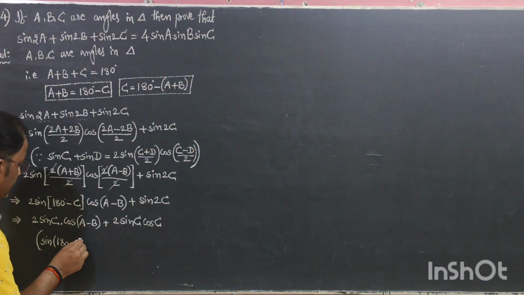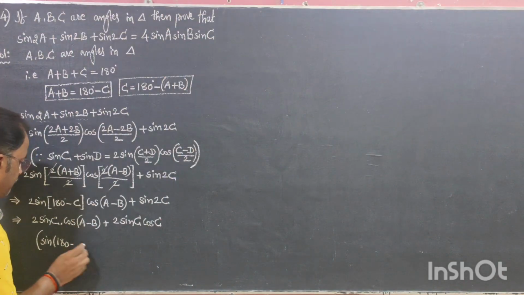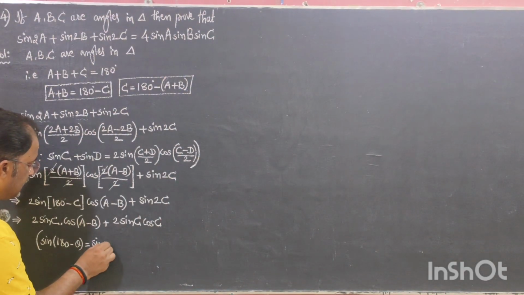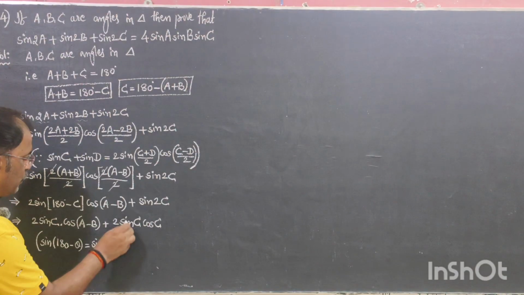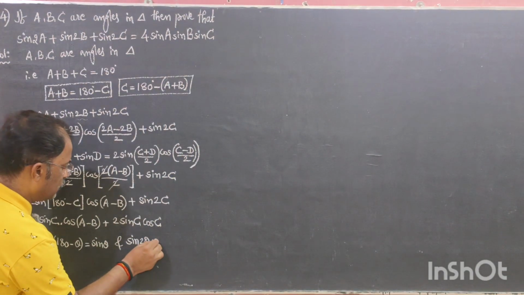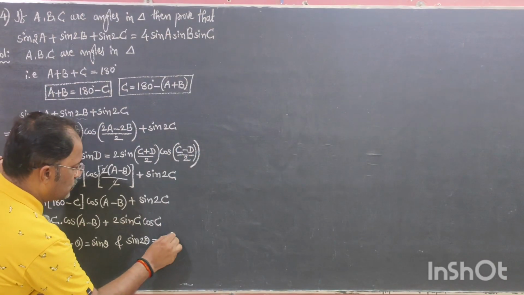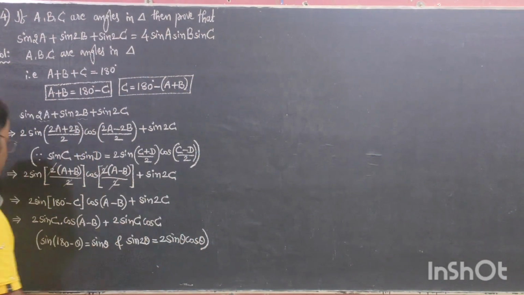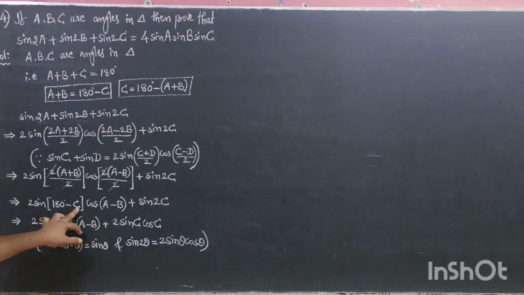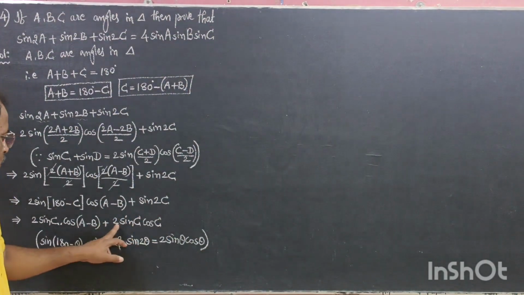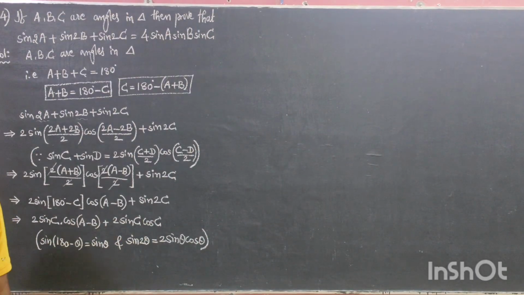Okay, the sin of 180 minus theta formula: sin of 180 minus theta equals sin theta. And one more formula is the sin 2 theta formula: sin 2 theta equals 2 sin theta cos theta. These two formulas are what we used.